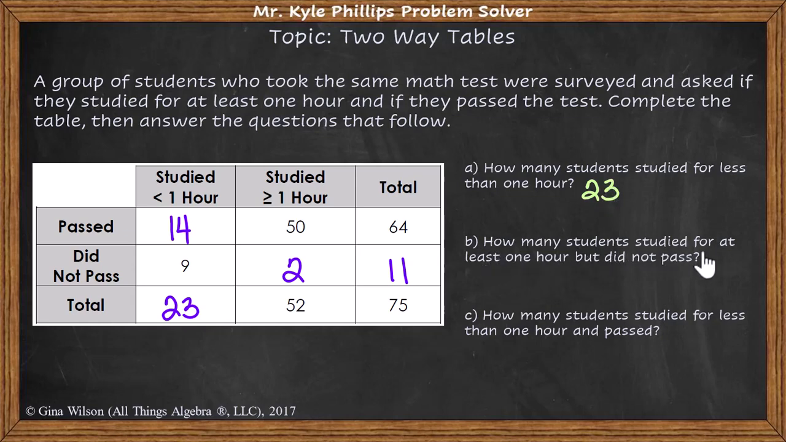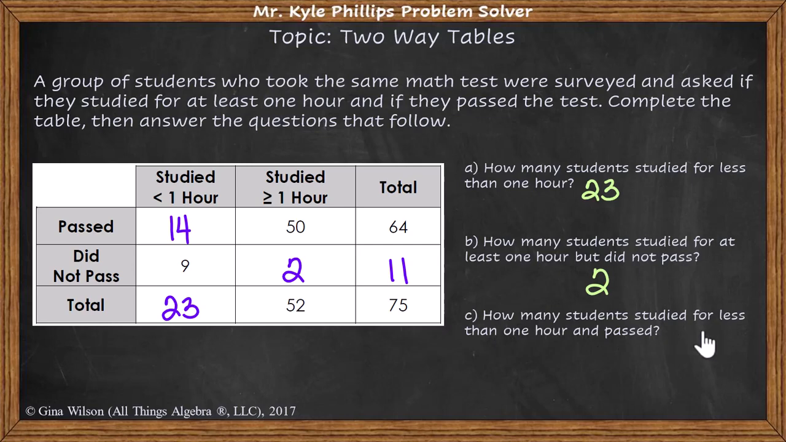Next, how many students studied for at least 1 hour but did not pass? So we're going to look at this column, how many studied for at least an hour but did not pass. That would be the intersection of these two data values, and that would be 2.